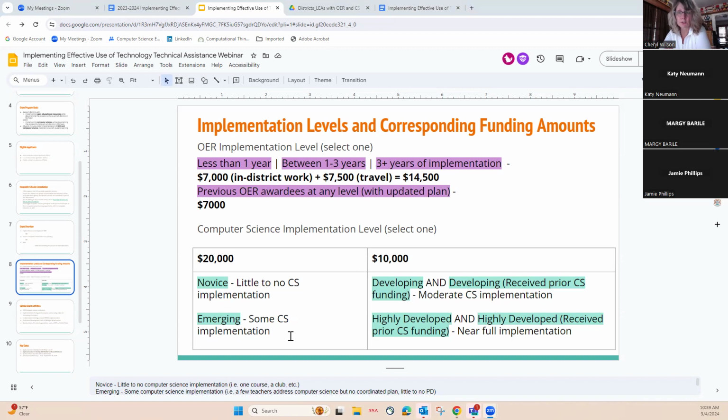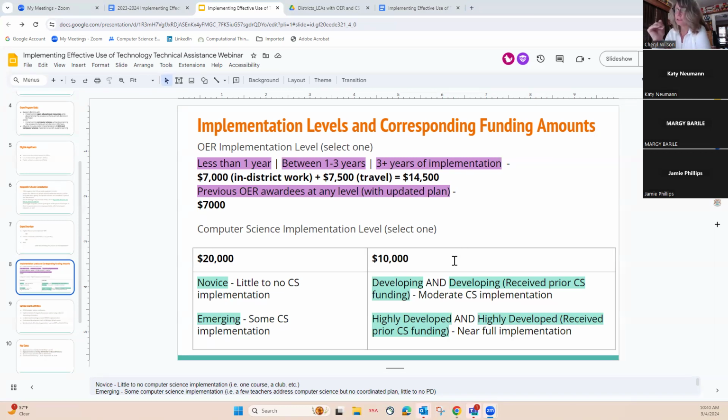Those districts, if it's their first time, can apply at the $20,000 level to support various things, and we'll go over sample activities. There's also the $10,000 level for districts that are developing. So if you've been through SCRIPT and you've received prior funding, you would definitely be considered developing. You can apply for the $10,000. There's moderate CS implementation. Usually you have a plan, and that's what you develop through SCRIPT, and you're working on it, but there are some gaps.